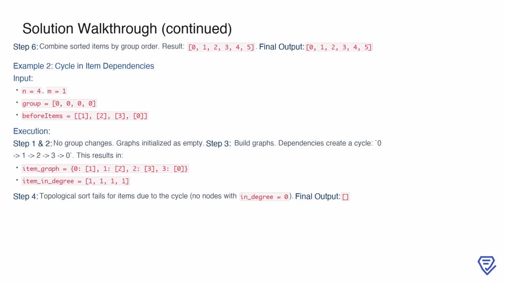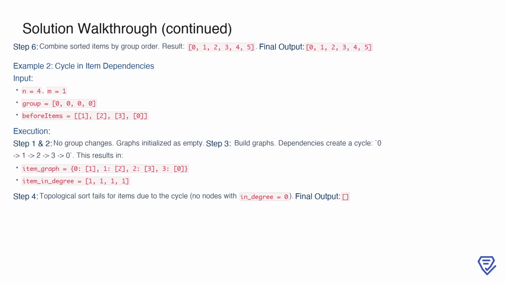With the groups and items sorted, the final step is to combine the items according to the sorted group order. Since the groups are ordered as 0, 1, 2, 3, we append the sorted items from each group in this order. This gives us the final result 0, 1, 2, 3, 4, 5. The output matches the expected order where all dependencies are respected.